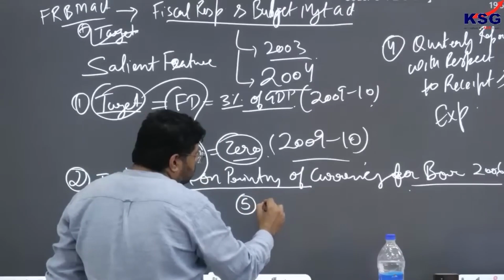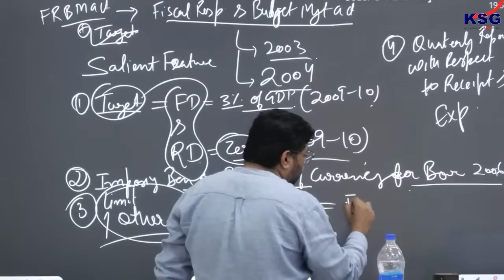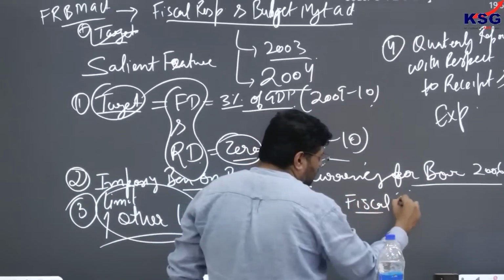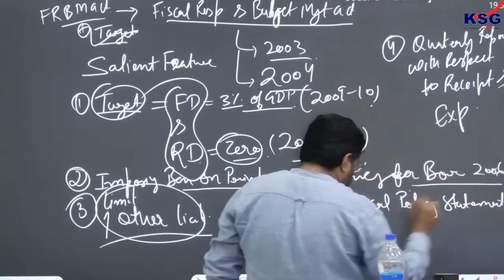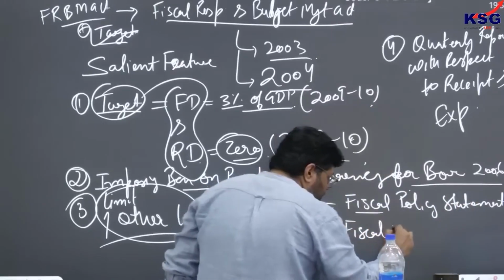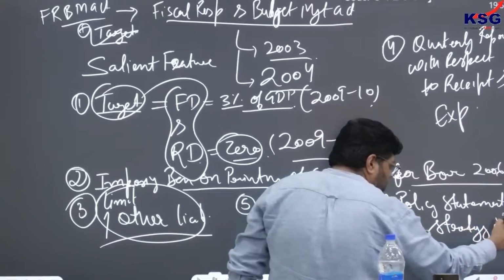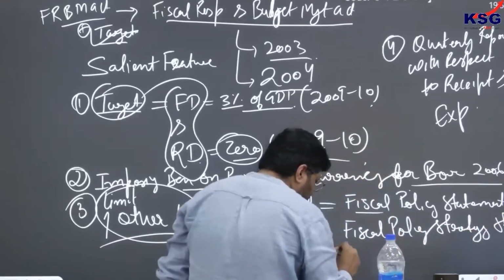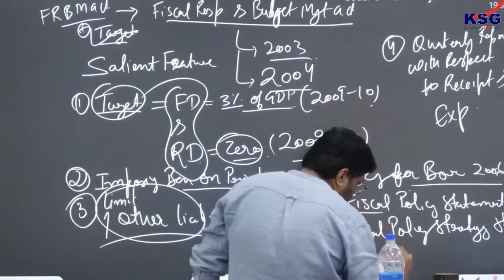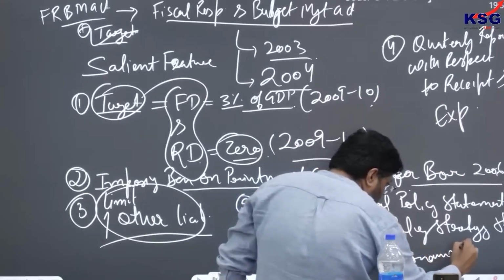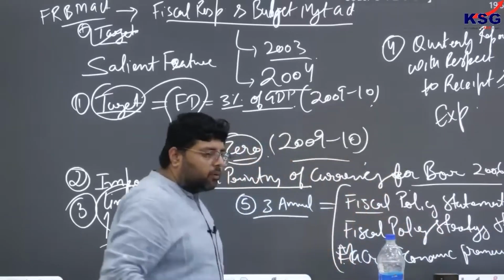Next, fifth, the government has to submit 3 annual reports. One annual report is the fiscal policy statement. Another is the fiscal policy strategy statement. And the third is the macroeconomic framework statement. So you have to submit these 3 reports, annual reports.